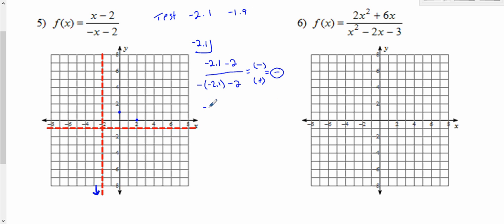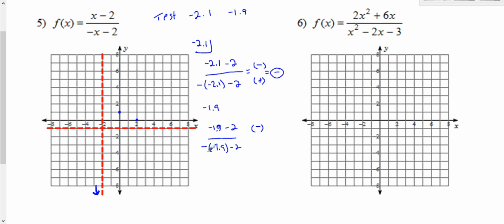When I plug in negative 1.9, I get negative 1.9 minus 2 over the opposite of negative 1.9 minus 2. So here I start with negative 1.9 and I subtract 2. So that again is going to be a negative value.